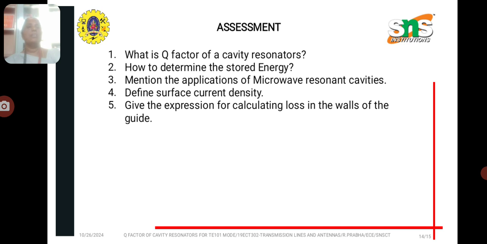We have seen the application of resonant cavities, and the surface current density and loss calculation have also been discussed.